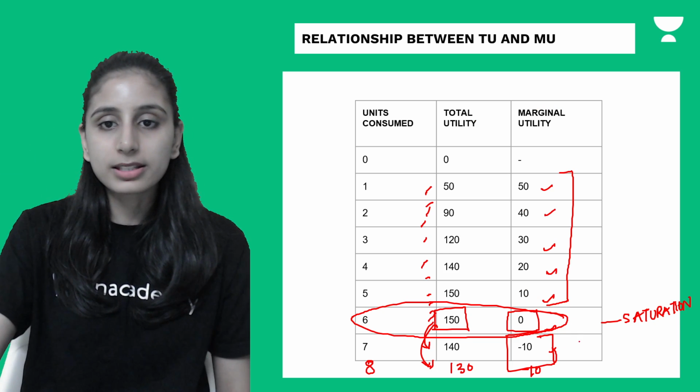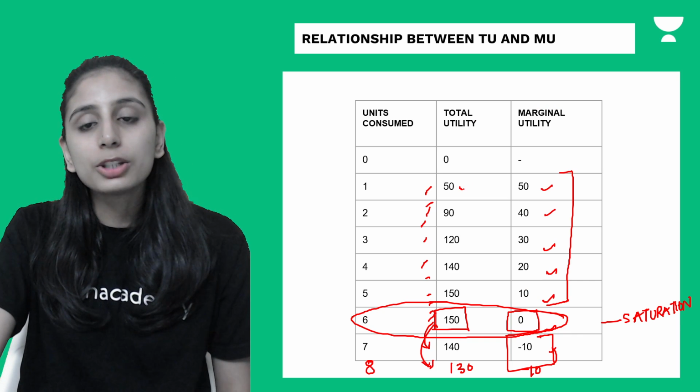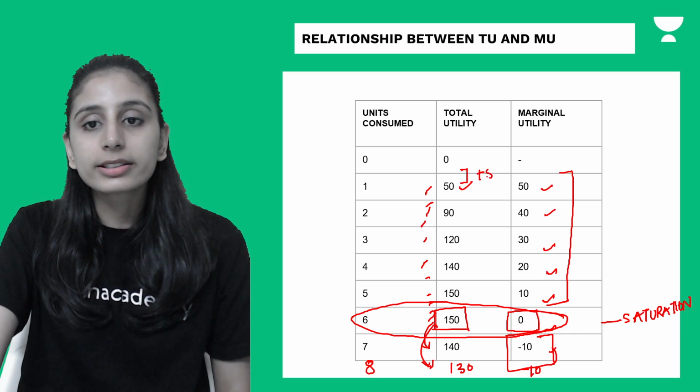इसको हम टेबल से समझते हैं. यहाँ पे हमारा TU 50 था, हमारा 50 यूनिट्स का एडिशन.